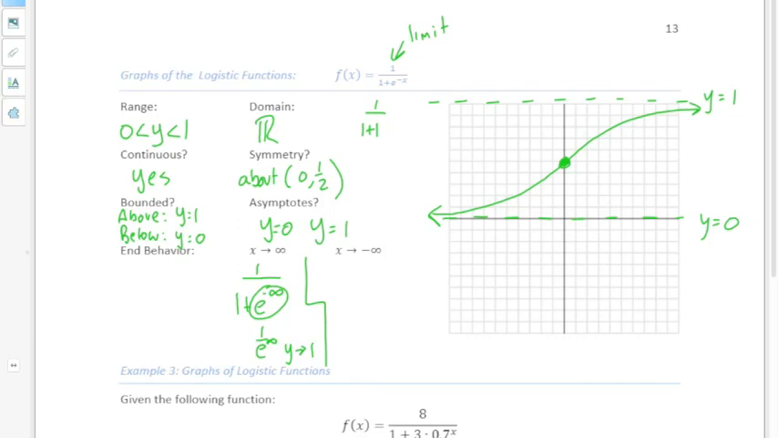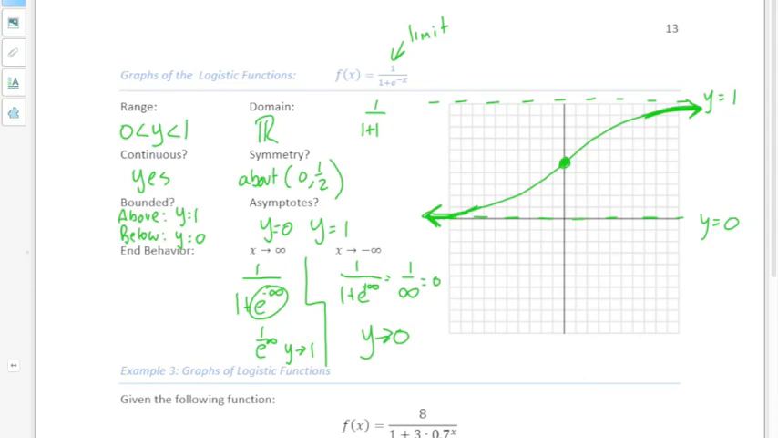If I plug in negative infinity, I'm going to get 1 over 1 plus e to the now positive infinity. That's an infinitely large number, so this ultimately becomes 1 over infinity, which is actually just 0. So y is approaching 0 when I go to the left. That's how I knew that my end behavior on this side was approaching 0, and on this side, it was approaching 1.